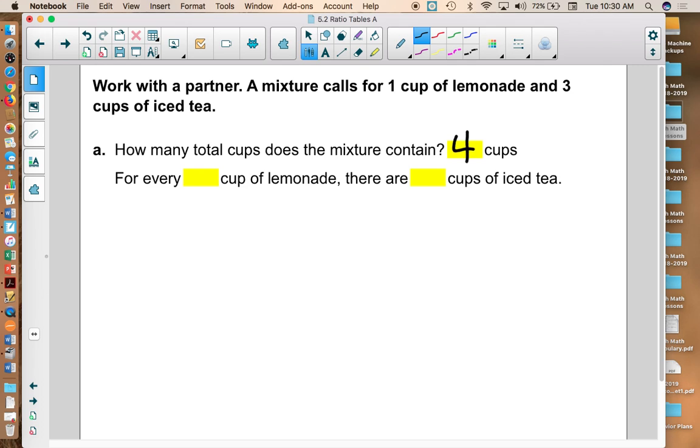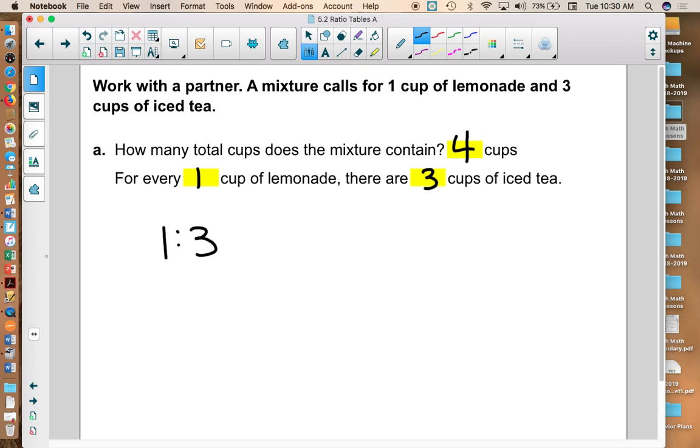For every blank cup of lemonade, there are blank cups of iced tea. Fill in the blank. Josie? For every 1 cup of lemonade, there are 3 cups of iced tea. Okay. So is this ratio 1 to 3? Yes. Okay? I got to see what before I say this, because the next slide may do what I want it to. I forget from time to time.